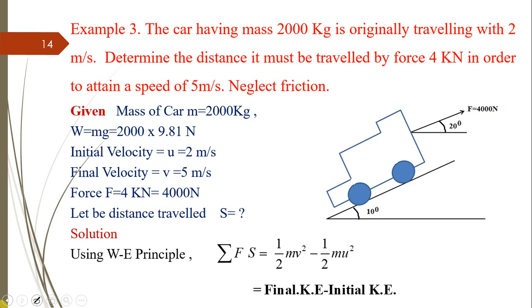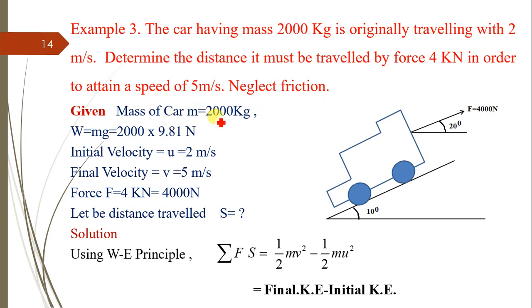Next, third example: a car having a mass of 2000 kg is originally traveling at 2 meter per second. Here a car is given, with mass 2000 kg, moving with a velocity of 2 meter per second. Determine the distance it must travel under the force of 4 kilonewton in order to attain a speed of 5 meter per second, neglecting the coefficient of friction.